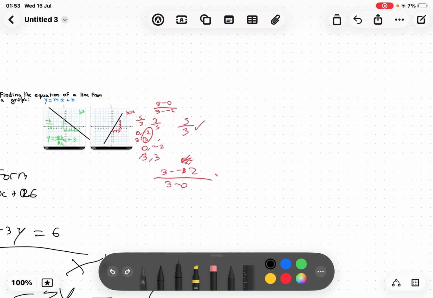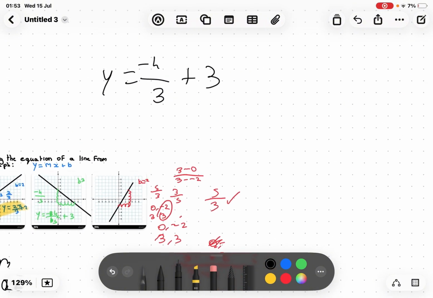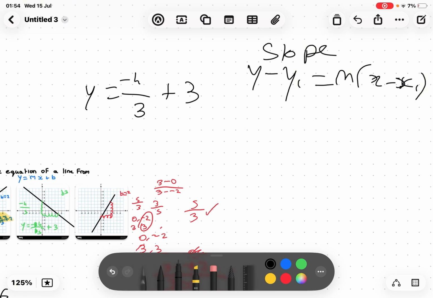And then let's say you wanted to transform one of them, let's say this one, y equals 4/3 plus 3, into point-slope form. And point-slope form is y minus y1 equals m times x minus x1. So the way you do that is basically you choose a point.